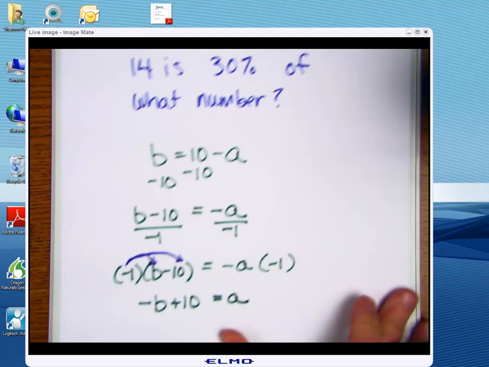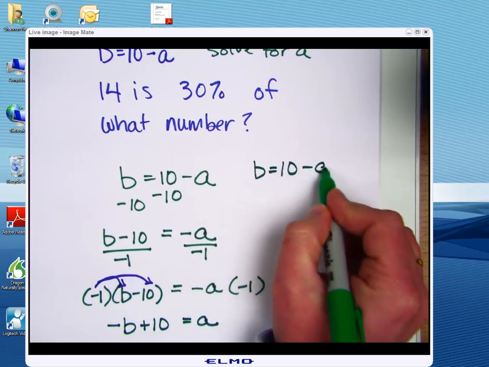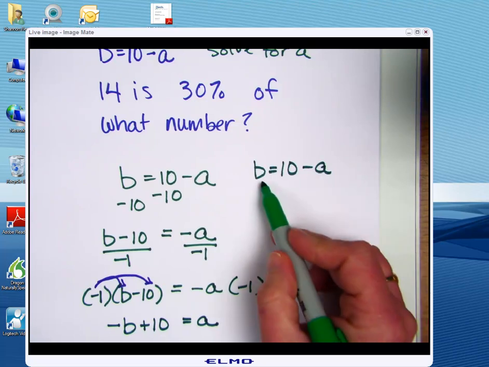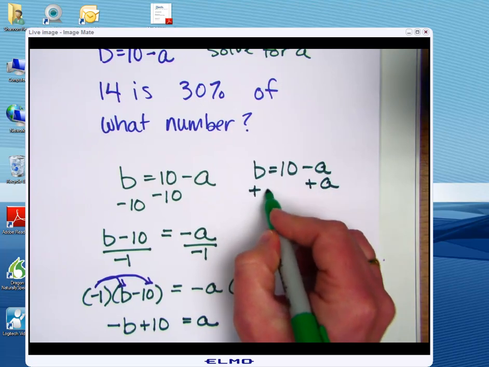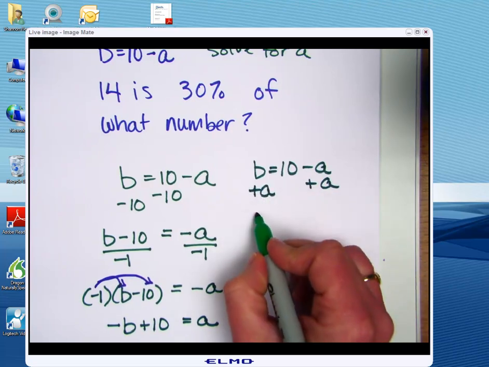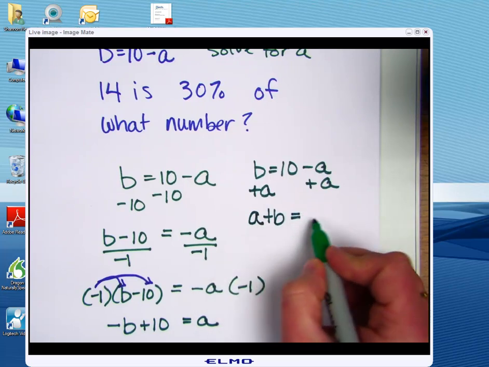Okay? Now I'm going to show you a different way that might make it a little bit easier. If at the beginning you move a over by adding a to each side, you can make it positive. So in that case you end up on the left hand side with a plus b equals 10.